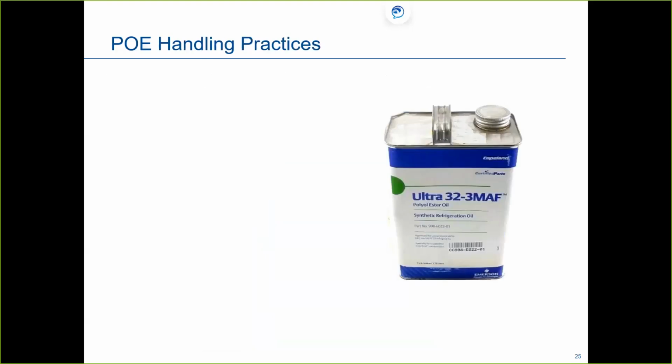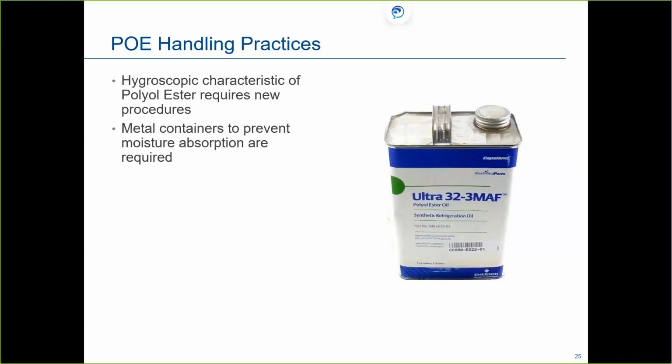So POE handling practices, again, in a metal container. Hygroscopic characteristics of polyester require new procedures. Metal containers to prevent moisture absorption are required. Tight seal on less than full containers. Just my recommendations: I don't recommend you buy more than you need in POE oil, and then try to seal it. It's very risky. Okay, I've seen a lot of people do this. I like to buy POE oil in the smallest amounts I can and use it as needed. Trying to save it for long periods of time, you're just taking a chance of adding moisture to it. So be very careful with that.